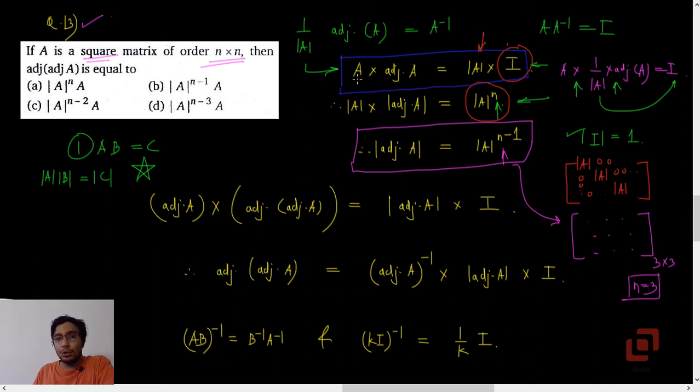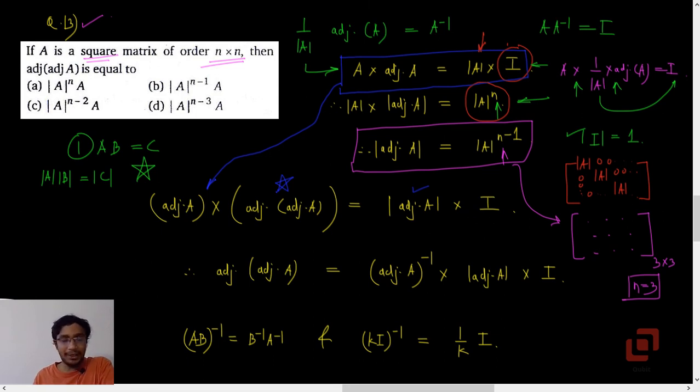Now this is true for any matrix A. Is the adjoint of A a matrix? So it must be true for the adjoint of A as well. Instead of A, now I have written the adjoint of A. So adjoint of A into adjoint of adjoint of A, this is what we want, equal to determinant of adjoint of A into identity matrix.